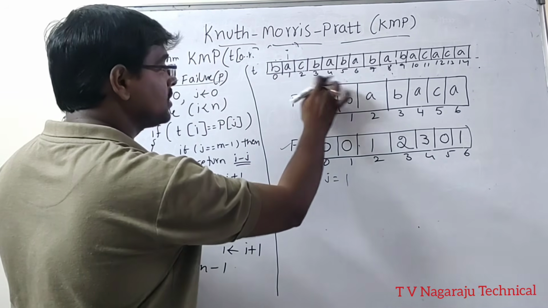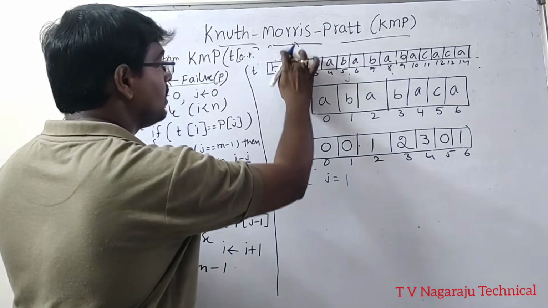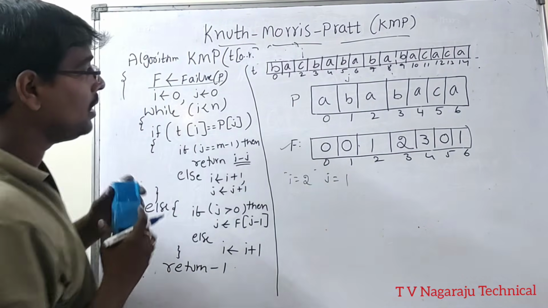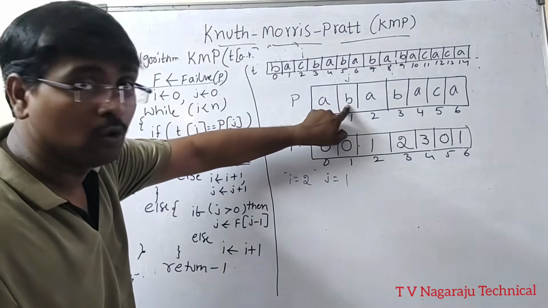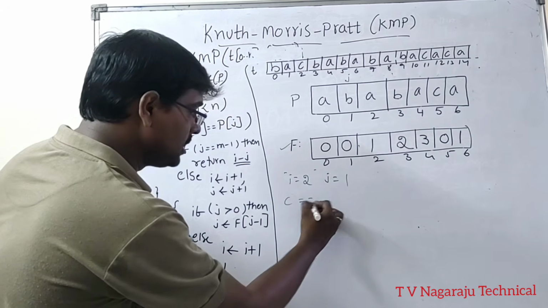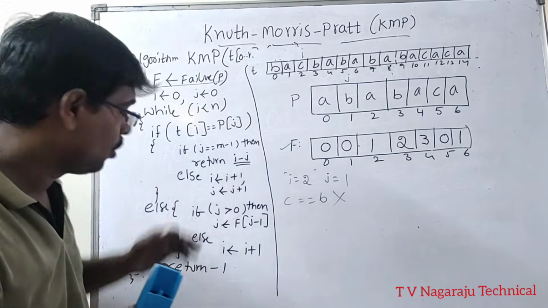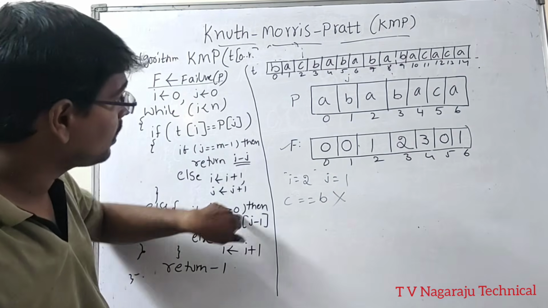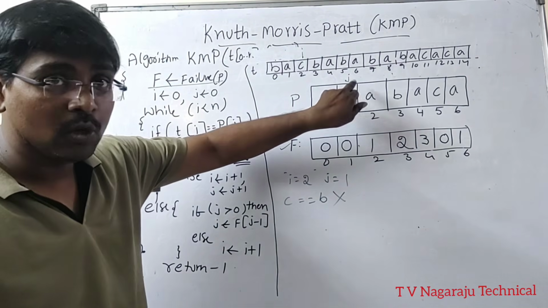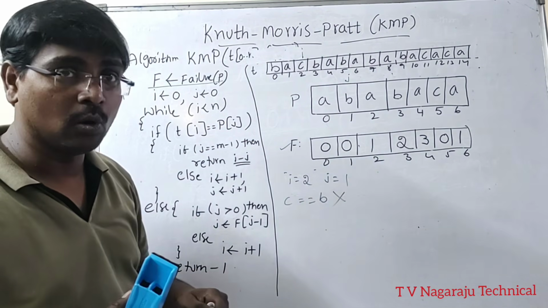J value becomes 1. This is J, this is I. Now compare the character. C is equal to B? No. Coming to else, check: is J greater than 0 or not? Yes, J value is greater than 0.